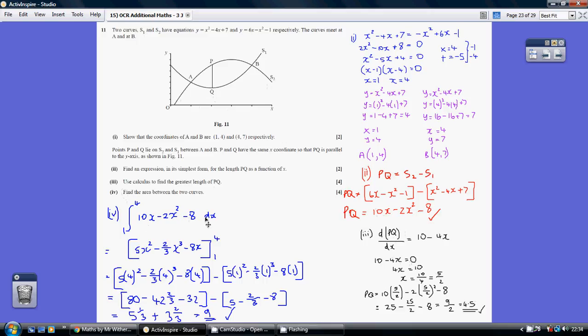So when I integrate this, I get 5x squared minus 2/3 x cubed minus 8x. And I start off by substituting 4 in, and I take away from that when I substitute 1 into this. So when I substitute 4 into this, I get 5 1/3. Take away when I substitute 1 into this, I get minus 3 2/3. So I'm minusing minus 3 2/3, which is adding 3 2/3. So it's 5 1/3 add 3 2/3, which is exactly 9.